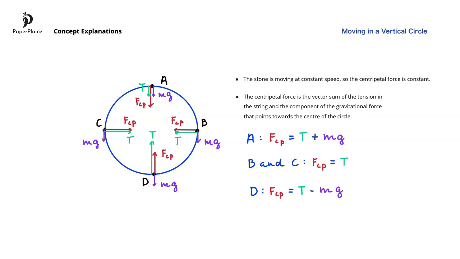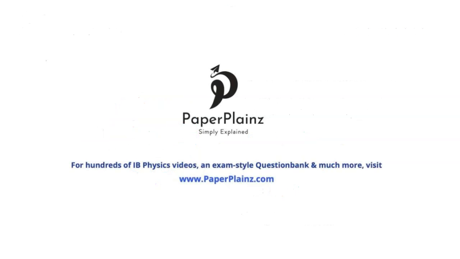Based on this example, we can also conclude that the higher up the stone is along the circle, the lower the tension is in the string. This wraps up our discussion about moving in a vertical circle and completes the final video of subtopic 6.1. In the first video of subtopic 6.2, we learned about Newton's law of gravitation.